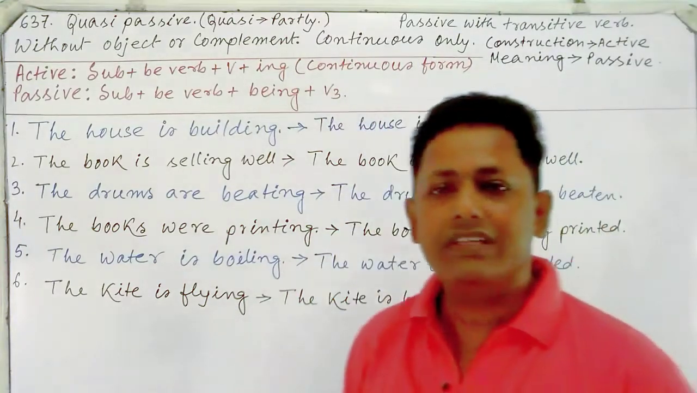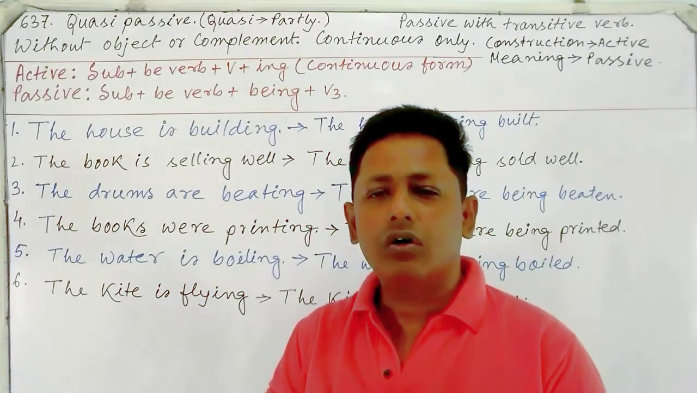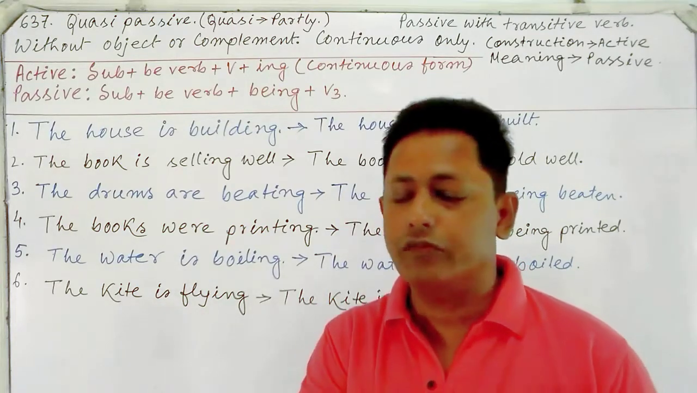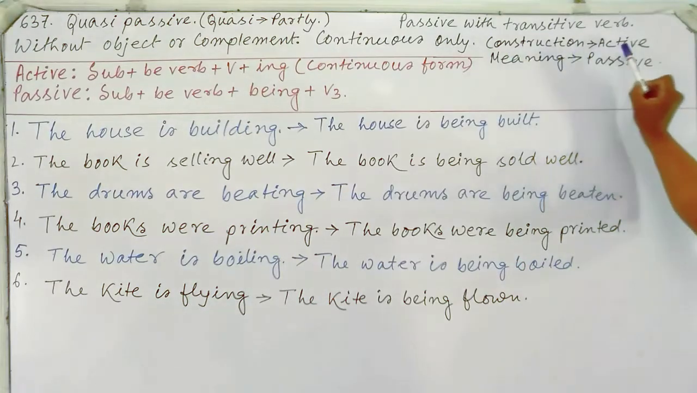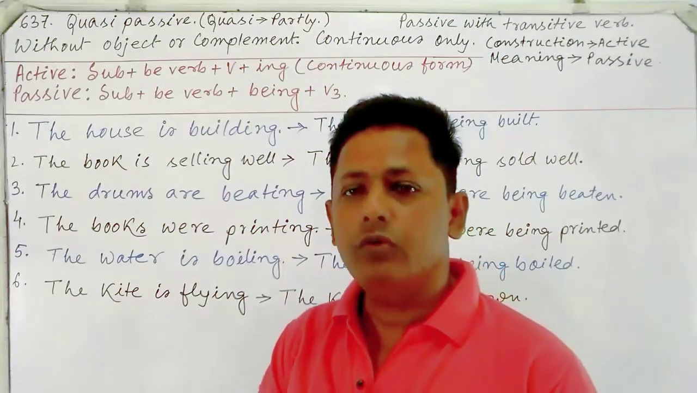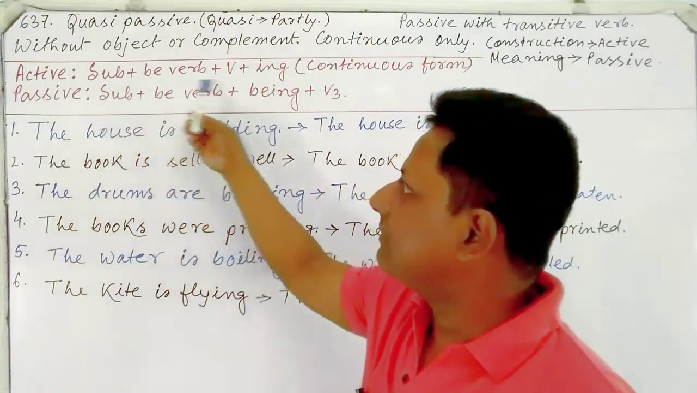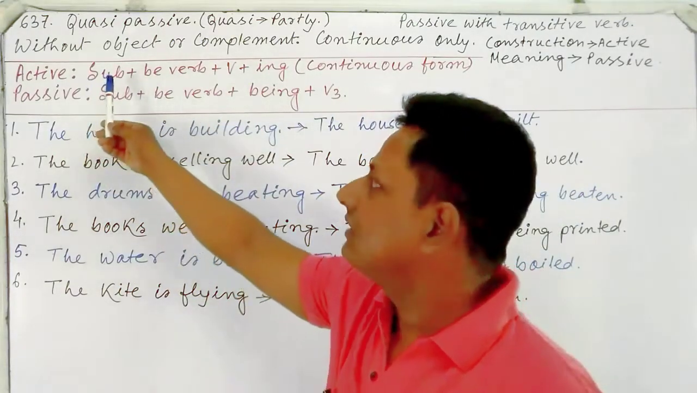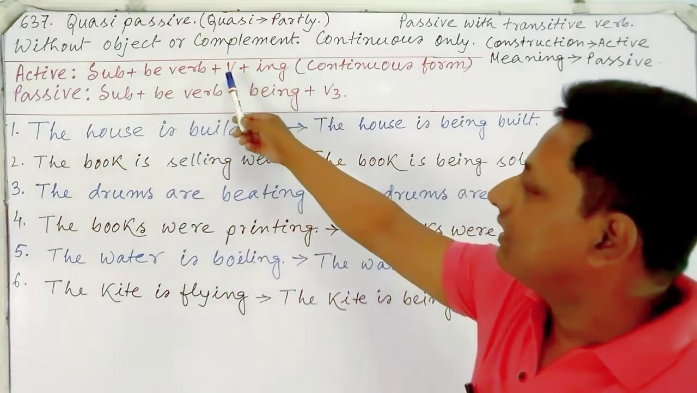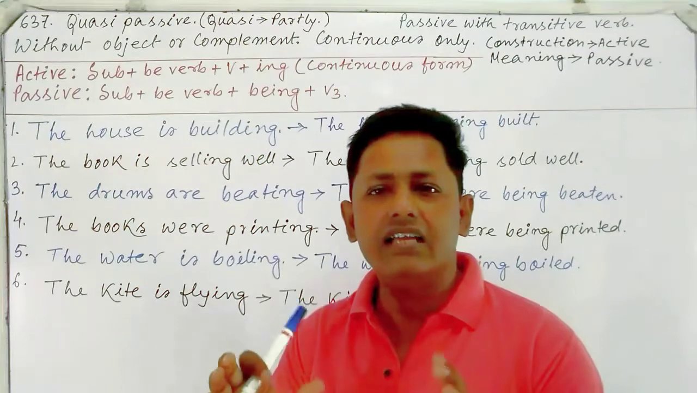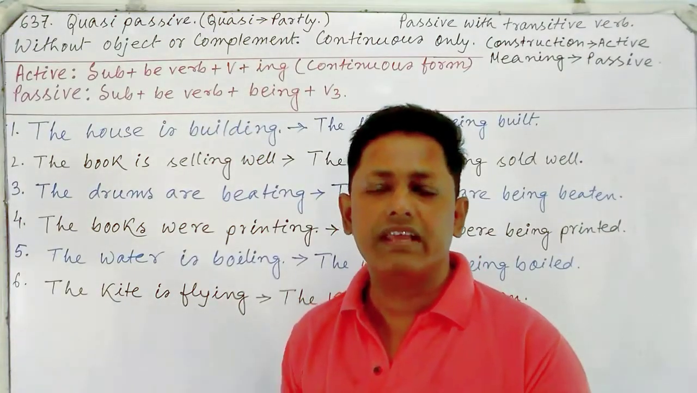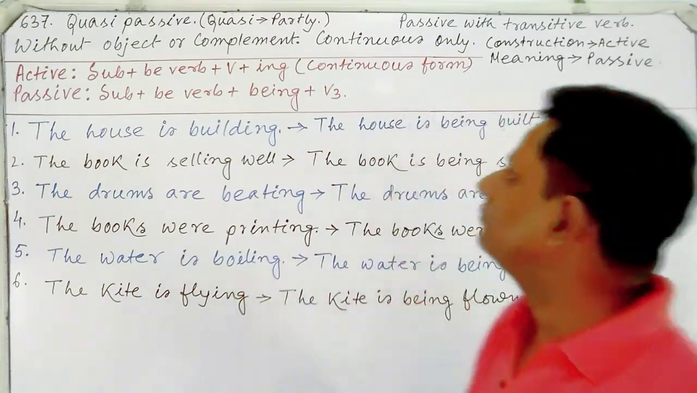Continuous only. It means today we will discuss only continuous tenses. It may be present, past or future continuous. Let's see the construction pattern, the way we will see the sentences. This is the active pattern. At first the subject, then the be verb, that means am, is, are, was, were. Then verb plus ing, the ing form of the verb. General continuous tenses, such as: I am writing, he is playing.